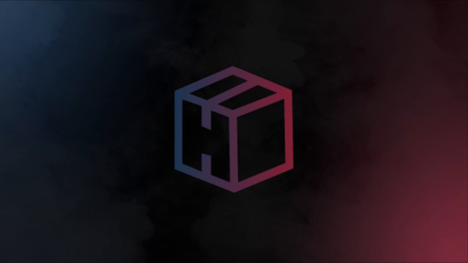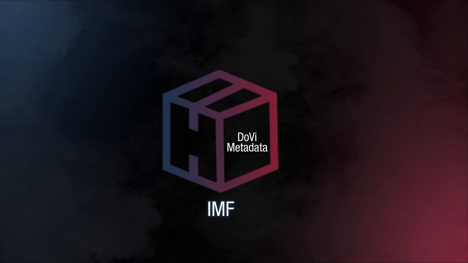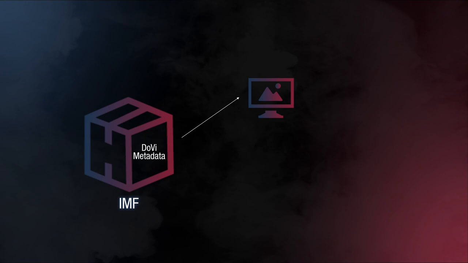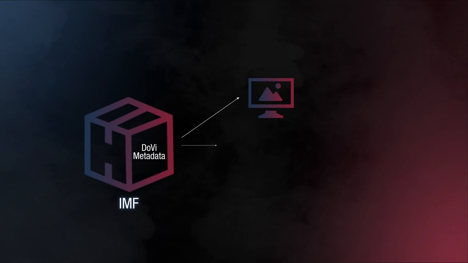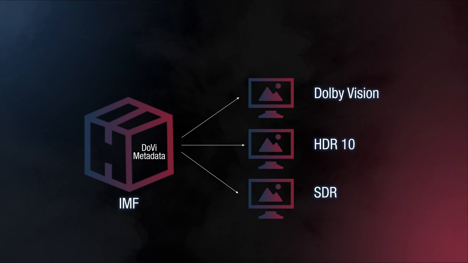What this means for a production is that they will only need to deliver one HDR video render with accompanying Dolby Vision metadata. After delivering the Dolby Vision IMF, Netflix will take care of creating all the Dolby Vision, HDR10, and SDR encodings by deriving all of them from the single Dolby Vision IMF master.